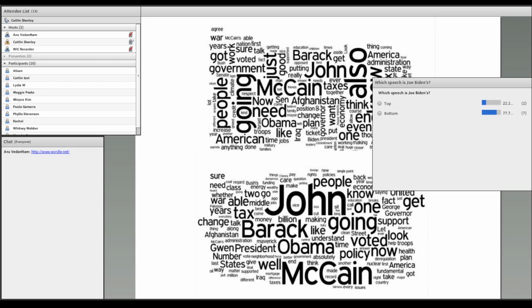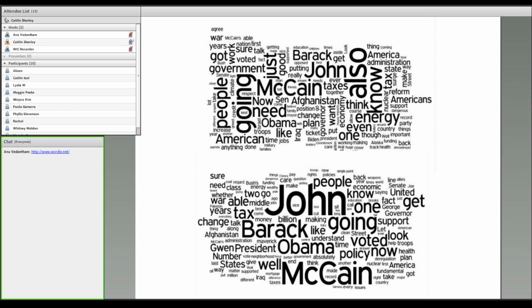All right, so we've got a couple of votes for top. Most people voted the bottom. So most people are correct. The bottom word cloud here is actually showing Joe Biden's speech. I think it's interesting. He actually talks about John McCain or refers to him by name more often than Sarah Palin. So very good. Excellent job, everyone.